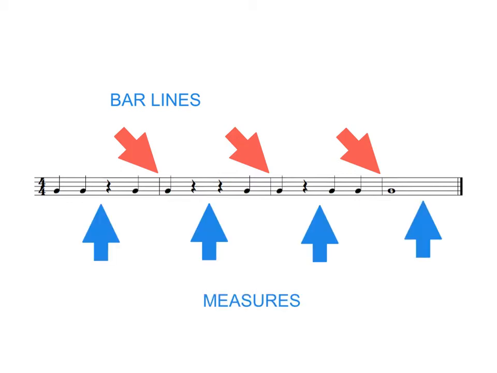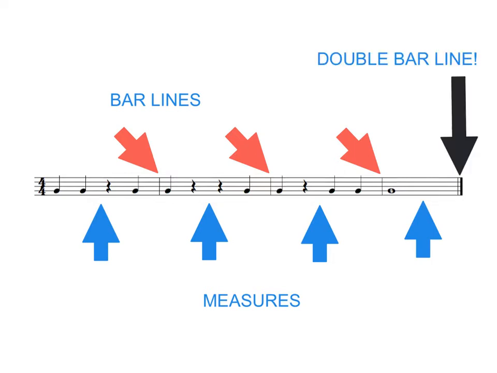These things are called bar lines. They separate each group of notes into measures. A measure is simply defined as the space between two bar lines. Finally, the last part of every song has a double bar line. This tells the musician that the piece is in fact over and they can stop playing.